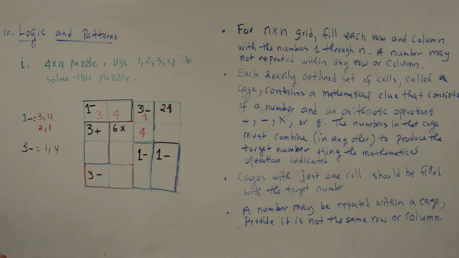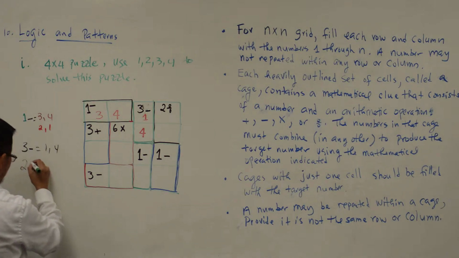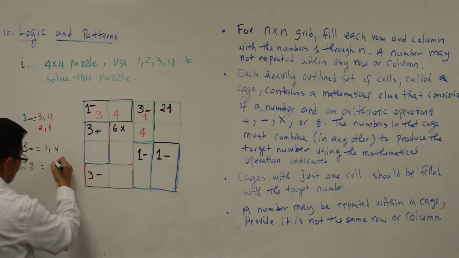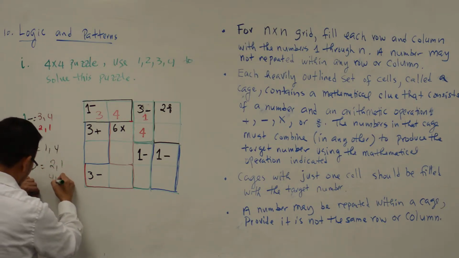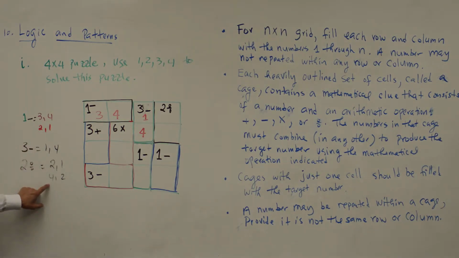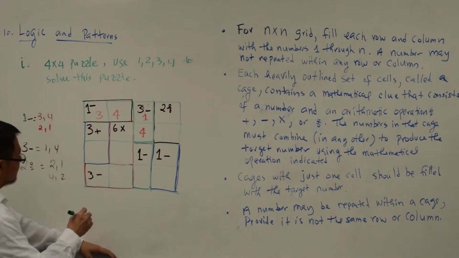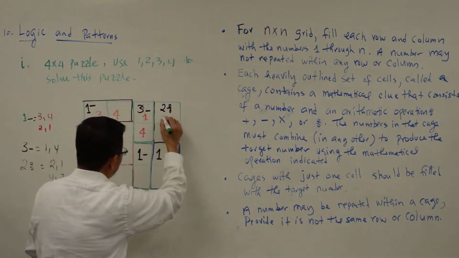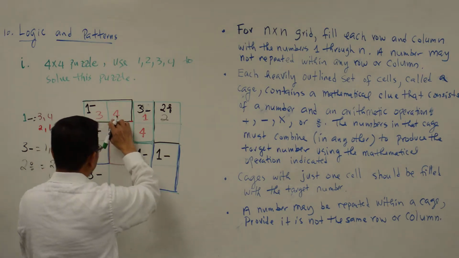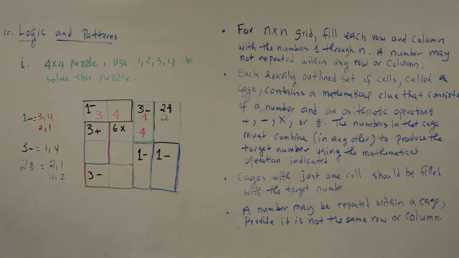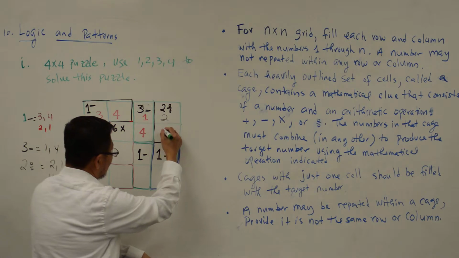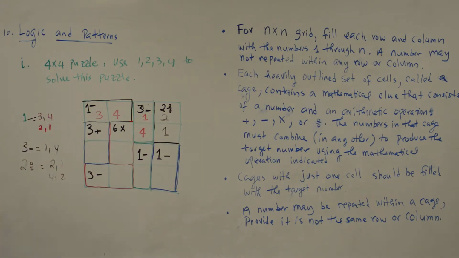Now let's look at 2. For 2 divide, it means 2 and 1, or 1 and 2, or 4 and 2. But we cannot put 4 because 4 is already there, so we put 2 here. So you have 3, 4, 1, 2, all not the same. Then it's 2 right here, so this becomes 1. So 2 divided by 1 gives you 2.